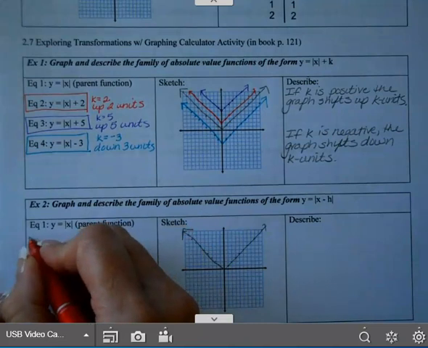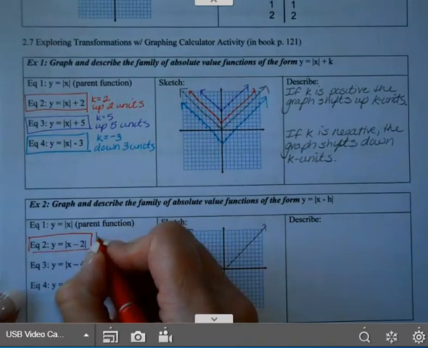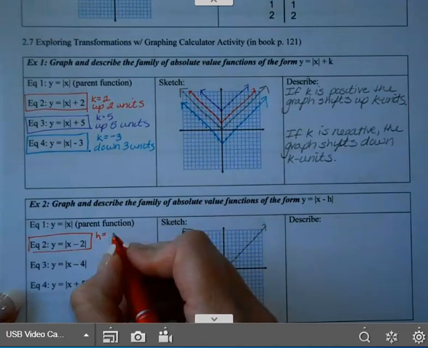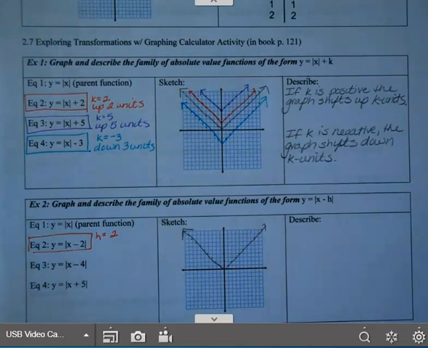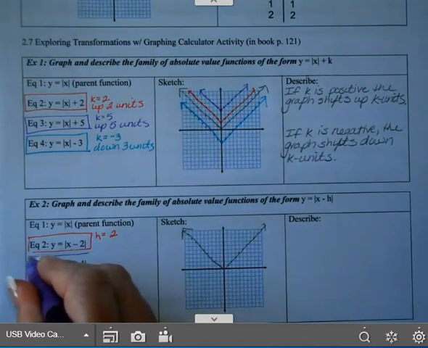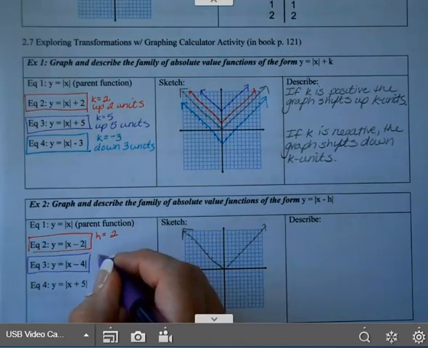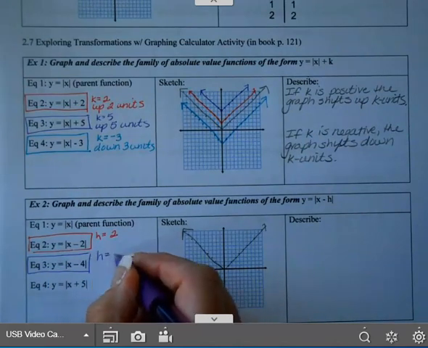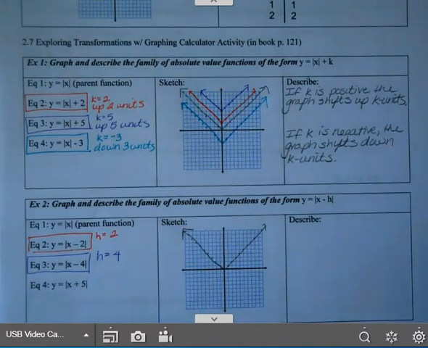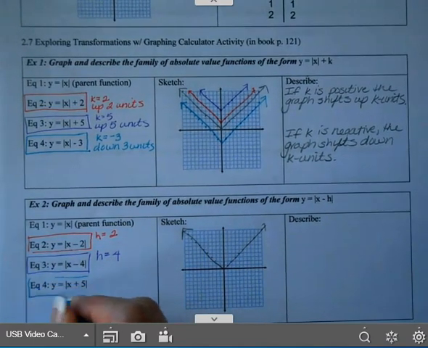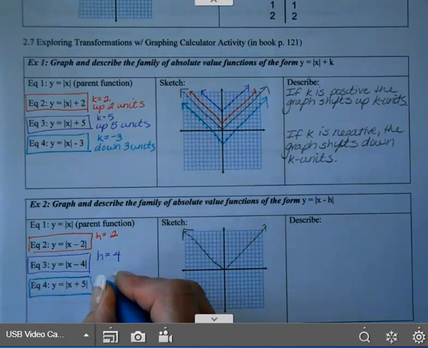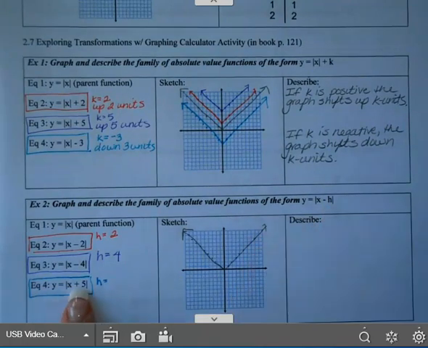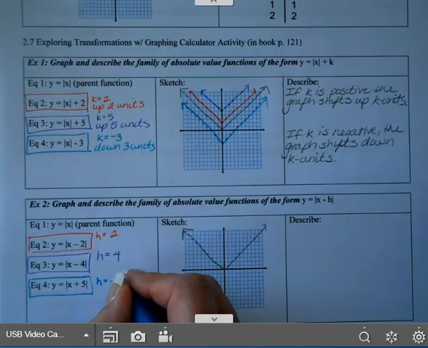So for this second graph, H is positive 2 as you're subtracting H. So you can think of it as the opposite of what you see here. And then my next graph, I'm going to do in purple. And for this graph, H is positive 4. And my last graph, I'm going to do in blue. And H this time, it's plus H, so you have to think the opposite here. So that's H is negative 5 in this case.